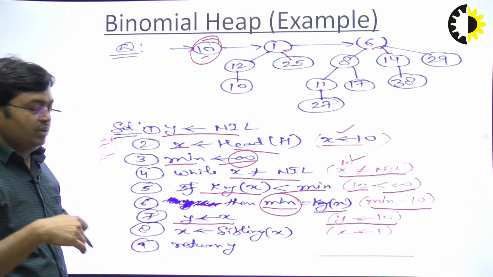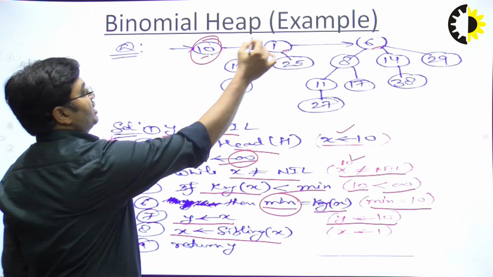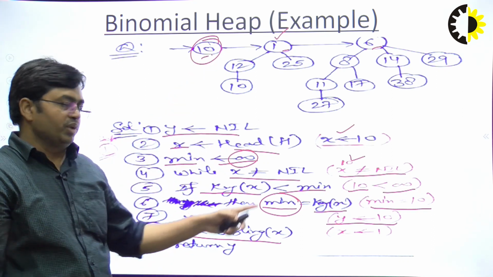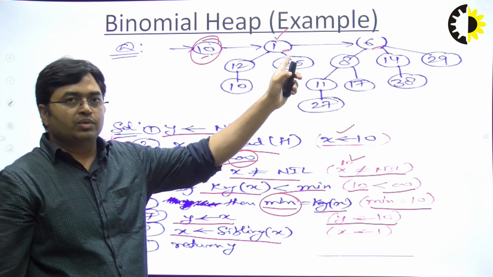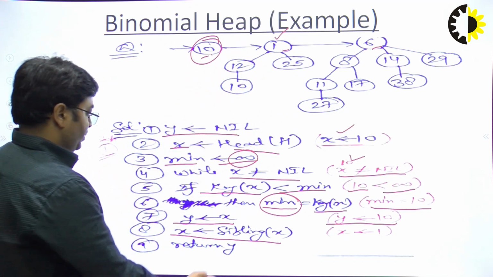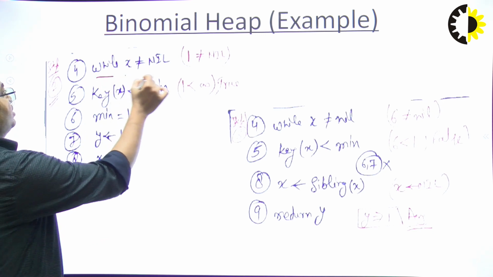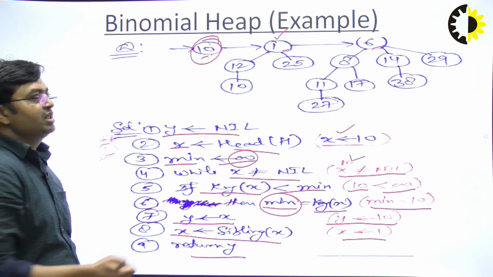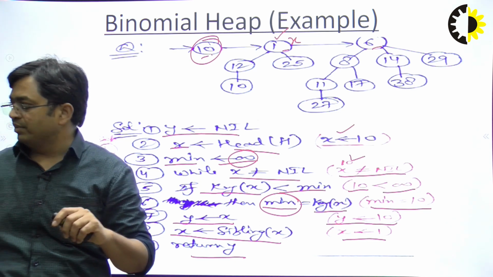Then what happens to x? X again points to the sibling of x, which is 1. We have compared 10 and put the value 10 in this procedure, and after that we compare the value 1, which is present as a sibling of 10 in that binomial heap. Then we return the value y. While x is not equal to null, when we assign the sibling to x, the value of x has become 1.